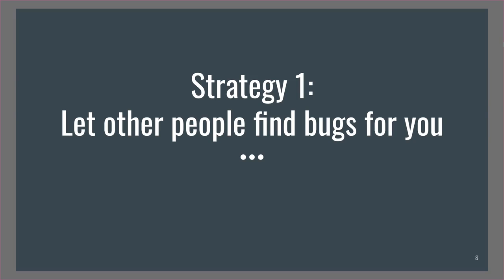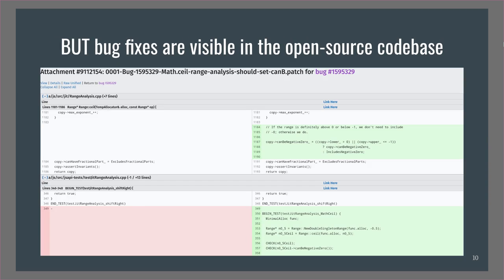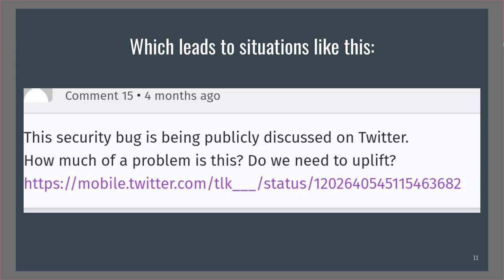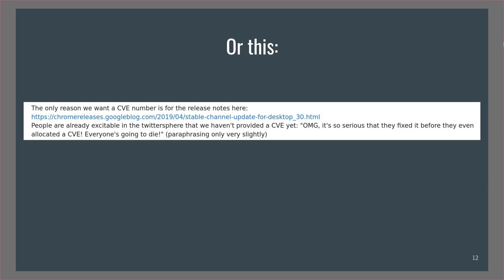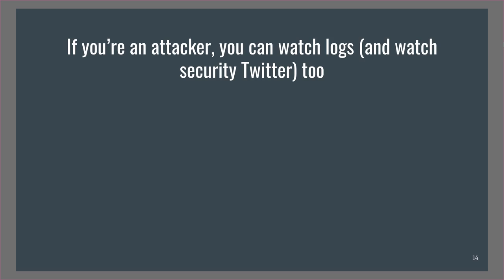First, if you're an attacker in the wild, the easiest thing to do is just let other people find the bugs for you. This can be a little hard because security bug reports are closed. Only certain user accounts are able to see them. But commit messages and diffs like this one are visible in the browser codebase, which leads to situations like this, or like this, where people get a sense of the bug, and possibly by extension, a sense of how to attack it, just by reading Git logs. The main takeaway here is that Twitter is always watching, and that if you're an attacker, you can watch both logs and security Twitter too.